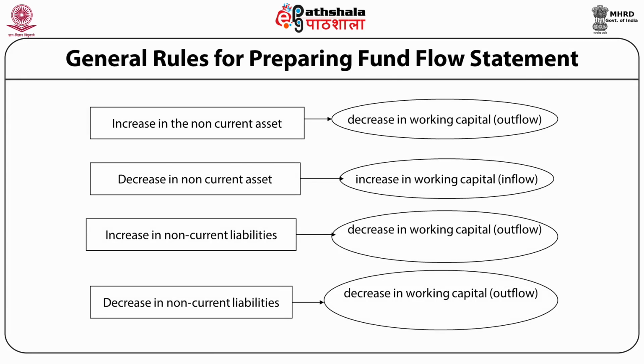It is clear from the figure that an increase in non-current assets results in a decrease in working capital. Decrease in non-current assets results in an increase in working capital. It means working capital is reacting in the opposite direction, whereas in case of non-current liabilities, an increase in non-current liabilities results in an increase of working capital, and a decrease in non-current liabilities results in a decrease in working capital.